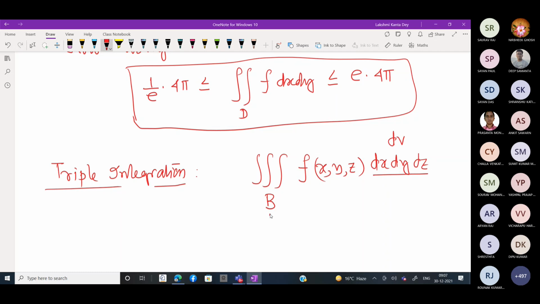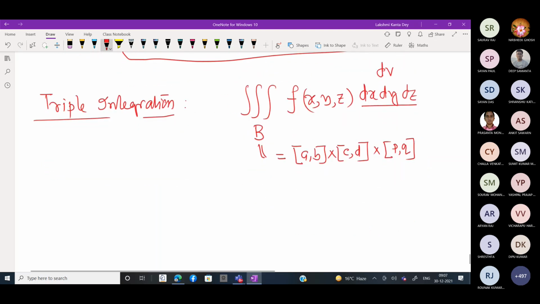And what is your B? B is nothing but a rectangular box. What is that? [a, b] is the limit for x, [c, d] is the limit for y, and [p, q], small p comma small q, is the limit for z. So whatever the region of integration, and whatever your function is, f from B, B for box, first letter of box, to R plus. Initially, I denote the function to be non-negative. That is why R plus is sometimes regarded as non-negative reals, right?